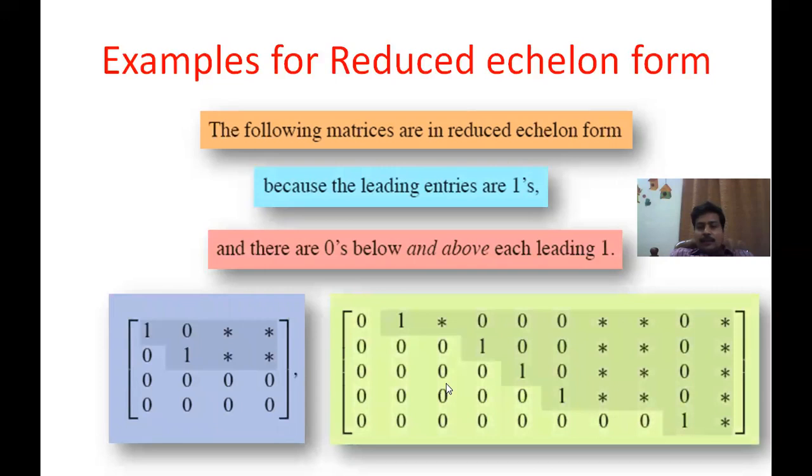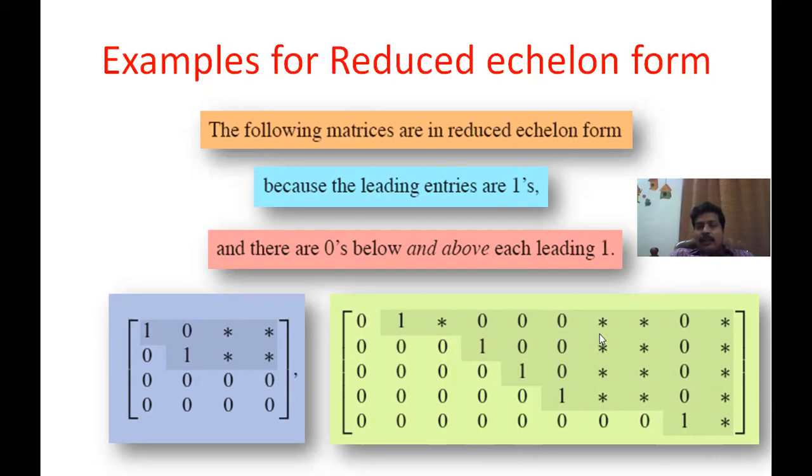Similarly, it is a much bigger matrix. So the first column is all zeros. So this is our leading entry, and all zeros. And this is another leading entry. All the entries in this column are zeros. You can observe that this is another leading entry. All are zeros except this one. Similarly here. So in each column where there is a leading entry, that is the only entry, that is also 1, and the remaining are zeros.